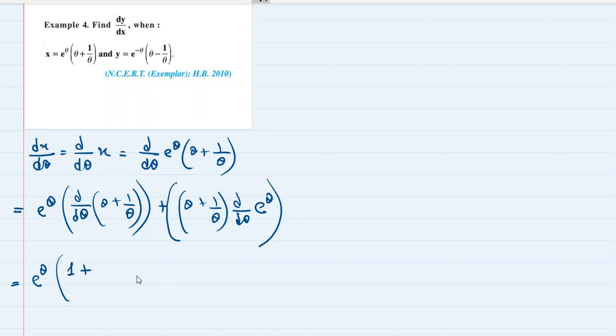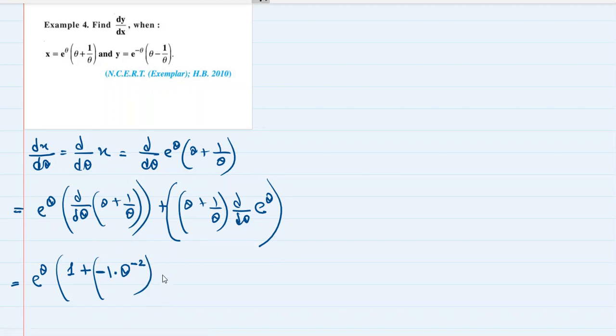Now see, 1 by theta is nothing but theta raised to minus 1. So it will become minus 1 multiplied by theta raised to minus 2. I'm just going to write it in the bracket, minus 1 multiplied by theta raised to minus 2. The power of 1 by theta is minus 1, you subtract 1 from it, so it becomes minus 2. Okay, so this is the first thing.